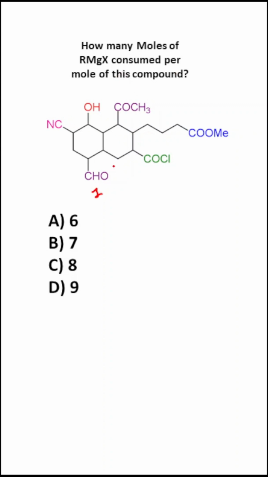So here there are 1, 2, 3, 4, 5, and 6 functional groups, and all of these will react with the RMgX. How? Let's dive into the mechanism. I have taken here ketone, aldehyde, ester, and acyl fluoride because for these four functional groups, the mechanism is the same.